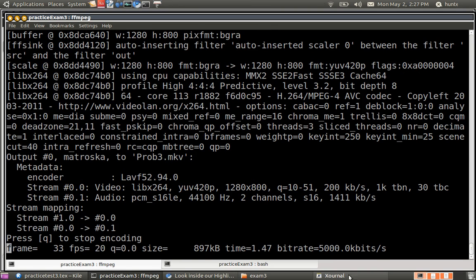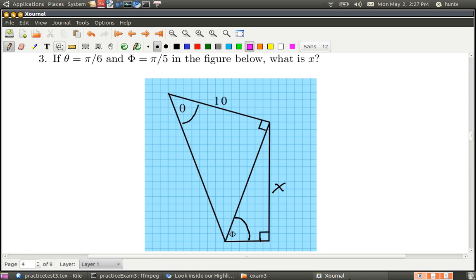Now let's do the third problem on the practice exam. It is this weird looking figure. There are two labeled angles, theta and phi. The problem tells us to assume that theta is pi over 6 and phi is pi over 5. And the question is, what is x?